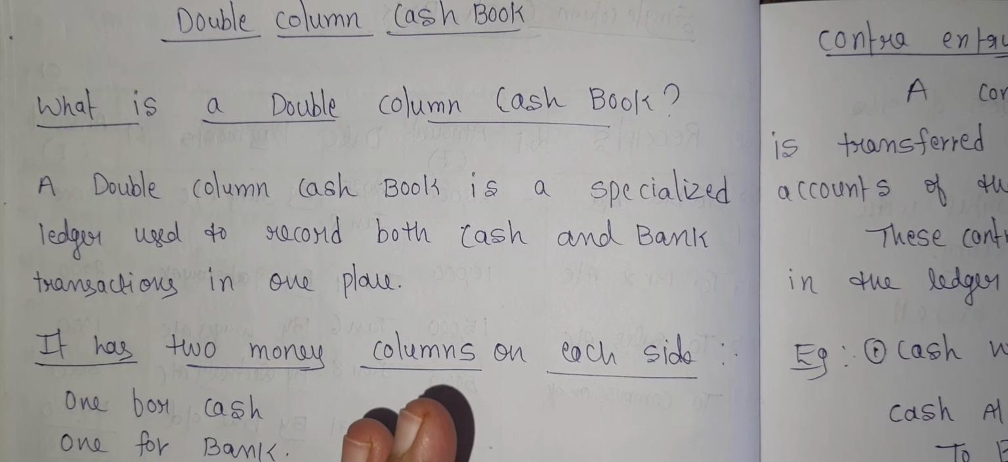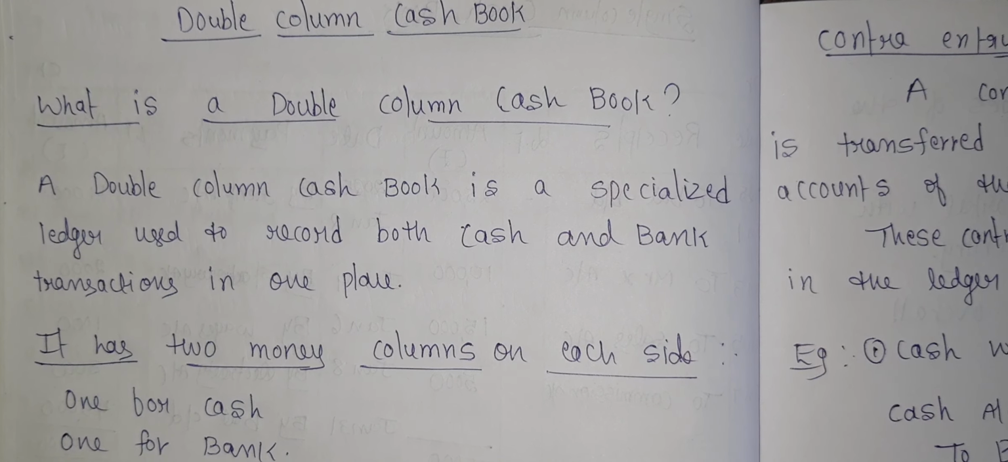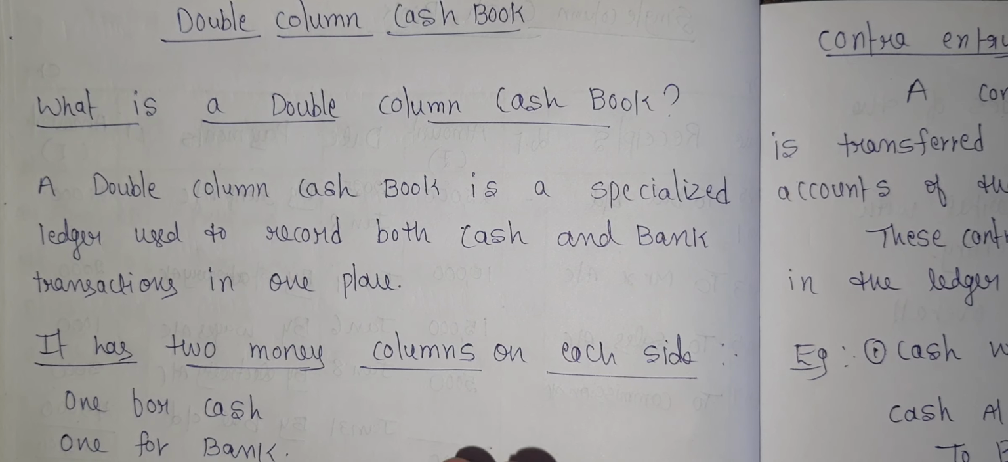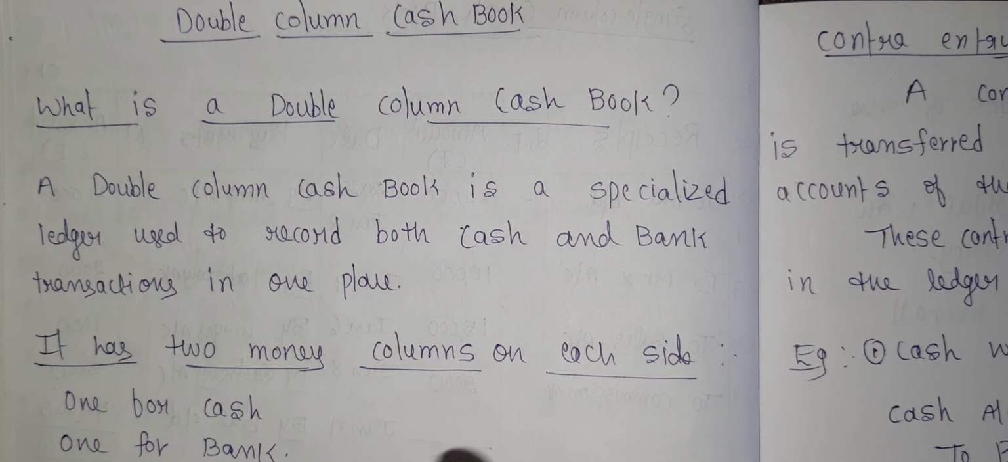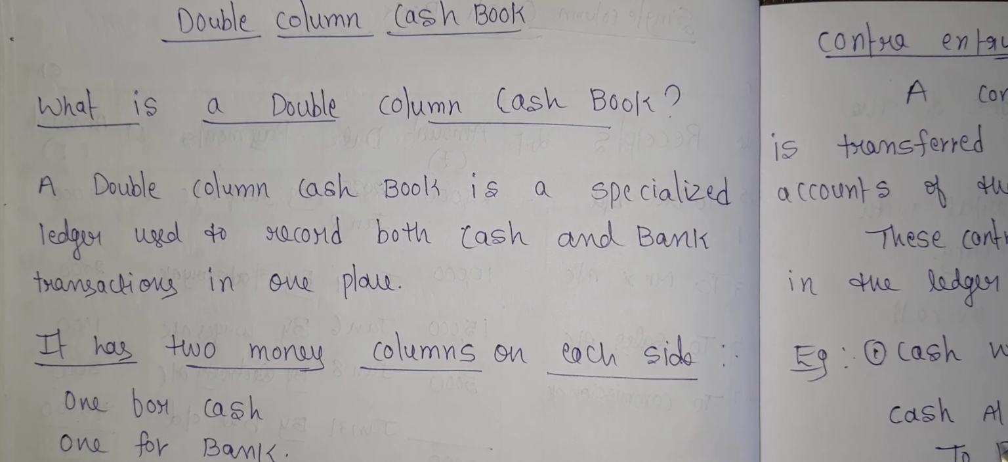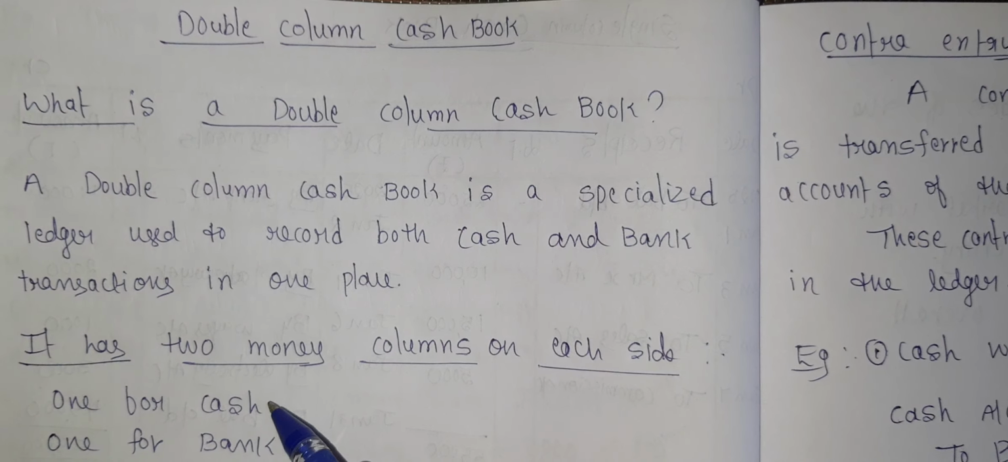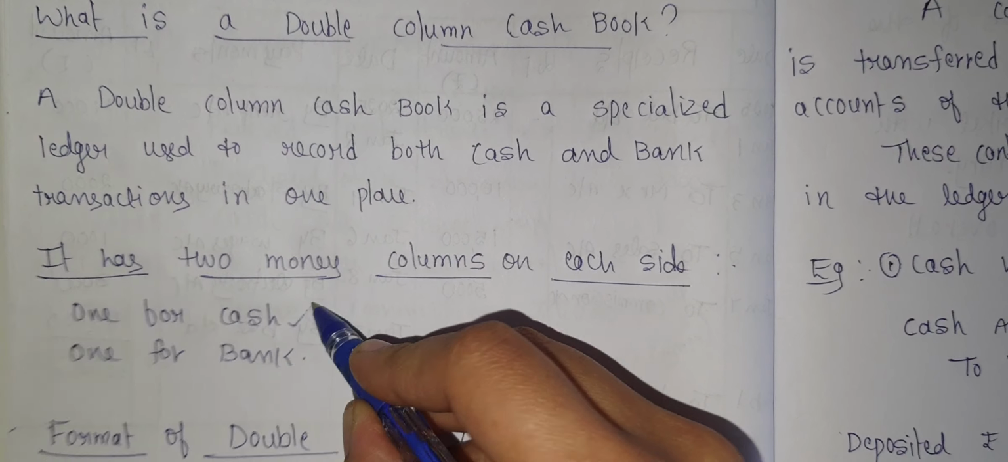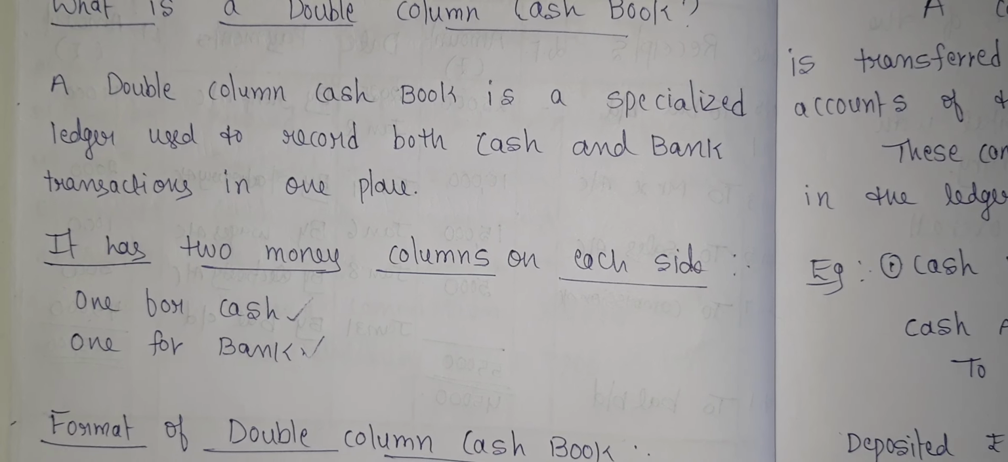In single column cash book, we used to record only cash transactions. But in double column cash book, we used to record both cash and bank transactions. So here it has two money columns on each side. That is, one for cash and one for bank.